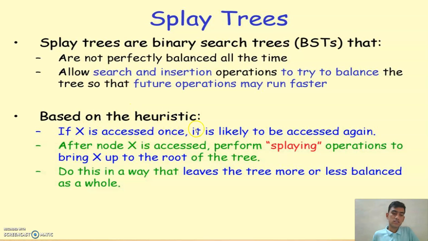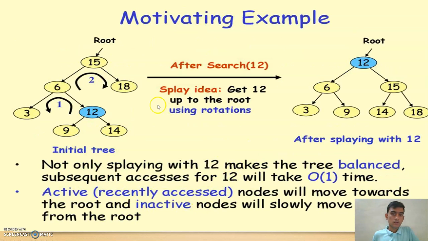Based on the heuristic, if X is accessed once, it is likely to be accessed again. After node X is accessed, perform a splay operation to bring X up to the root of the tree. Do it in a way that leaves the tree more or less balanced as a whole. Let us see through a diagram. Suppose we need to search 12.